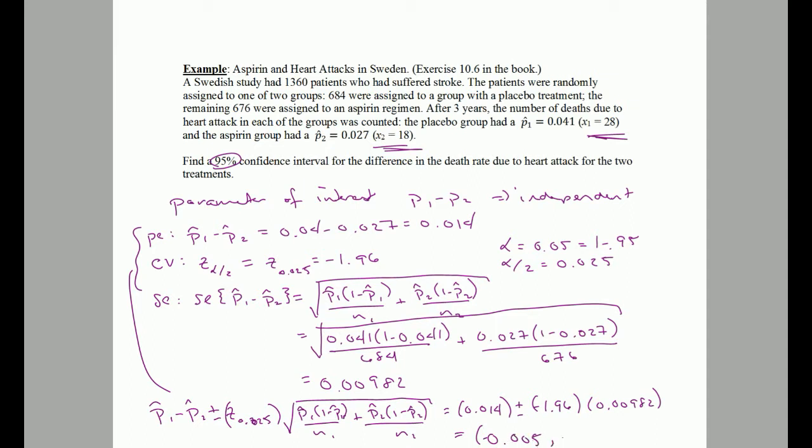0.005 up to positive 0.033. So, because our interval contains 0, that is, because our interval contains some negative and some positive values for the difference, we are 95% confident that 0 is a plausible value. That means it is plausible that this true difference is 0. It is plausible that there is no difference in the 3-year heart attack death rate for aspirin and placebo groups.